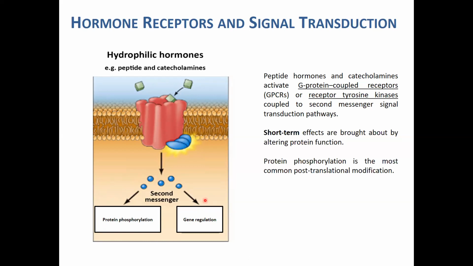So all the short-term effects are going to be brought about by altering cell protein function. This is usually through phosphorylation, mostly, which is the most common post-translational modification. And the long-term effects of these hormones are going to be through changes in gene expression.